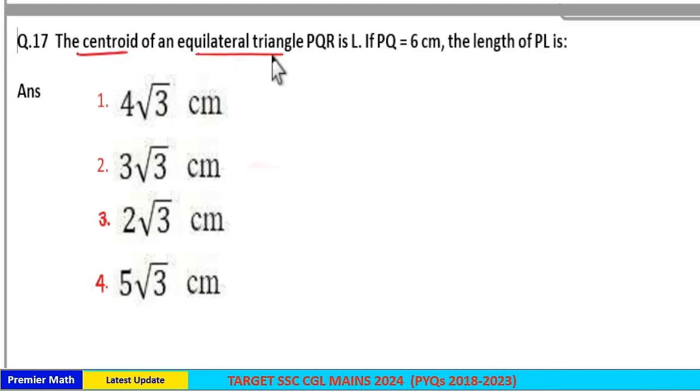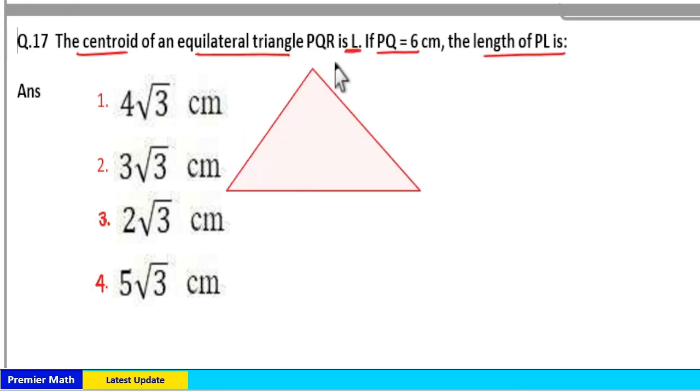The centroid of an equilateral triangle PQR is L. If PQ is 6 cm, the length of PL is? Here this is the equilateral triangle PQR.